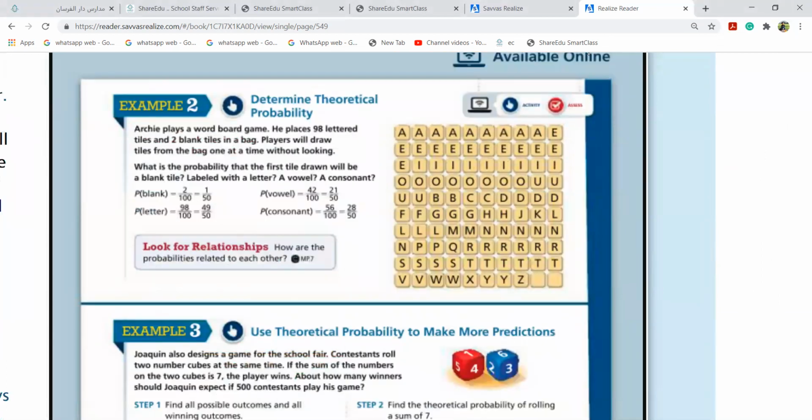Girls, any questions here? P blank. There are 2 blanks out of 100 letters, so 98 will be the letters. 98 out of 100. Vowels, how many? I will count all the vowels. I'll write down 42 out of 100. That I simplify to 21 over 50. Consonants are not vowels, so of course you subtract 42. When I subtract 42, I get 58. Sorry, 56. That is over 100 and I get the answer. Any questions? No.